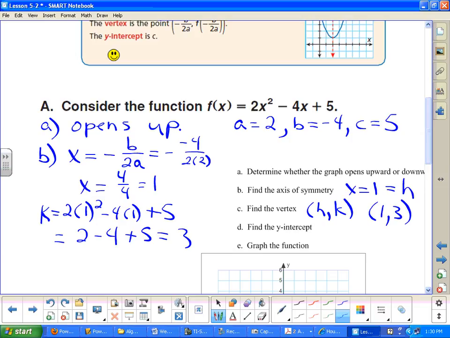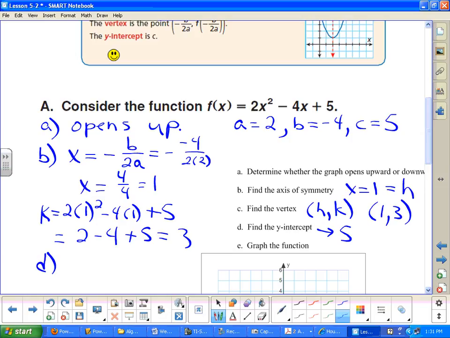All right, letter D then. They asked us to find the y-intercept, and the y-intercept is what? It's 5. The value of c is the y-intercept. So the y-intercept is 5. Okay? It's not a point. The y-intercept is the y value where it crosses the y-axis. No, you don't have to put 0, 5.